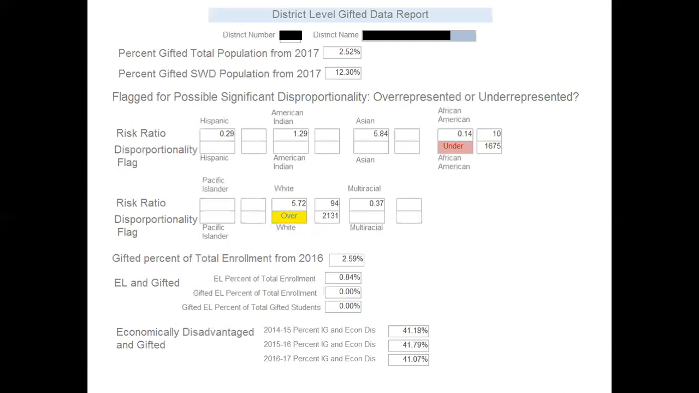Looking farther down the report, you go back to 2016 for your EL and gifted data. And then at the bottom, you will see 3 lines from 3 past years for economically disadvantaged and gifted. These are percentages that you can then take back to the economically disadvantaged data you have in your district from those years from your total population and compare, because the economically disadvantaged percentages in your gifted population should be similar and reflect what you see in your general total school population.